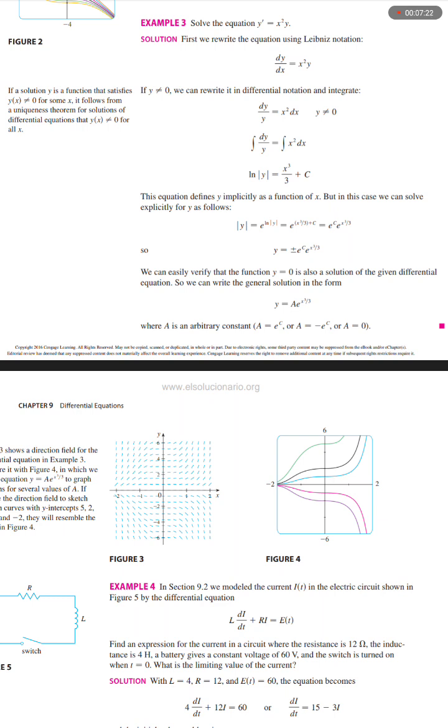We can easily verify that the function y equals 0 is also a solution of the given differential equation. So we can write the general solution in the form y equals big A times e to the power x cubed over 3, where big A is an arbitrary constant (big A equals e to the power big C, or A equals negative e to the power big C, or big A equals 0).